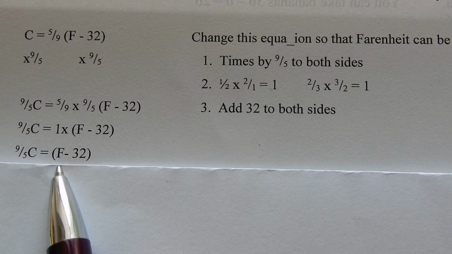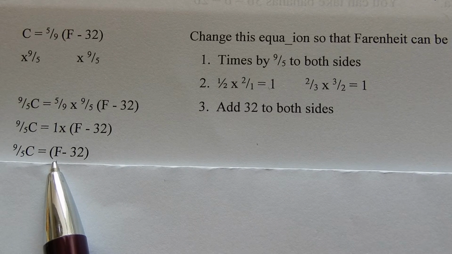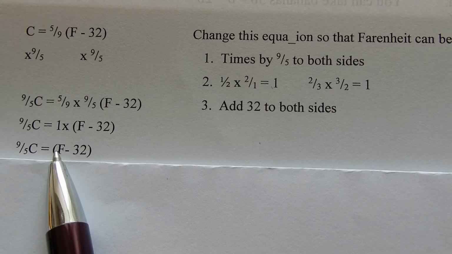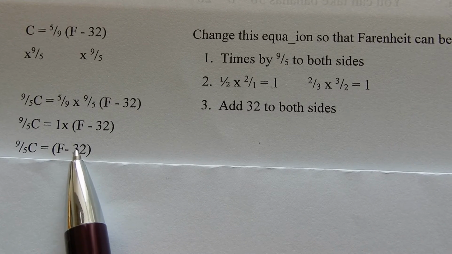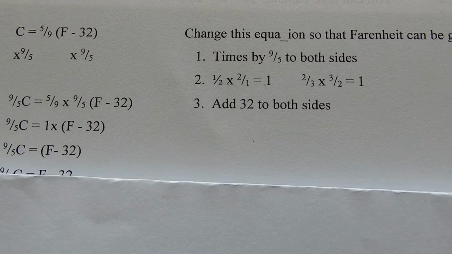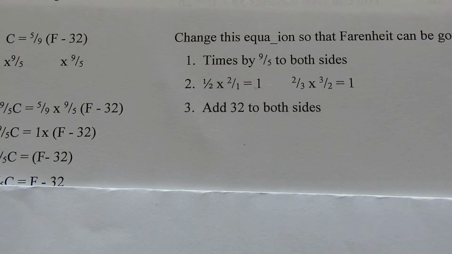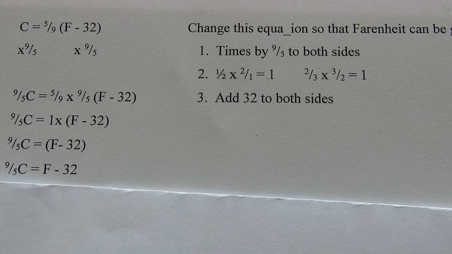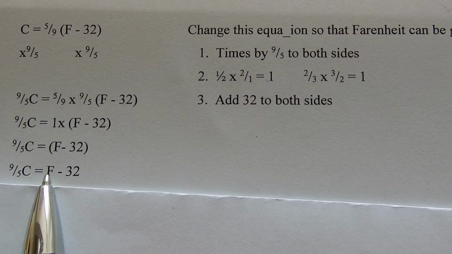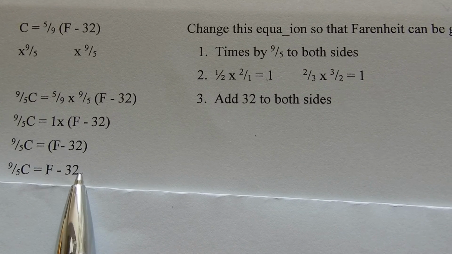Now these brackets are no longer useful. These brackets haven't got anything timesing by them, so we can actually just get rid of them. They're superfluous. 1 times a bracket gives you the inside of the bracket back. At this point we don't need the brackets. So, 9 over 5 C, degrees centigrade, or Celsius, equals Fahrenheit minus 32.